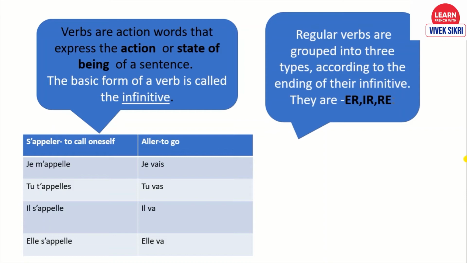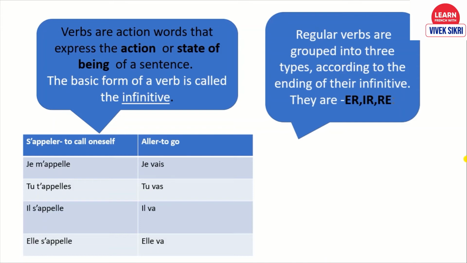When you tell your name, you will use the expression je m'appelle and you will say your name. Tu t'appelles, when you ask someone, tu t'appelles or comment tu t'appelles, as we have seen in the dialogue, what's your name? If you want to talk about a third person masculine, you will use il s'appelle, he is or he calls himself. And for a feminine, elle s'appelle, we will use the verb and tell about the name.